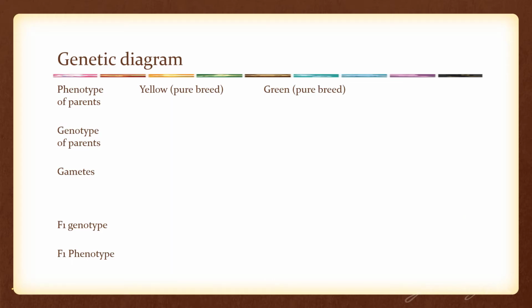So let us learn how to draw a genetic diagram using the example of the color of the pea. For the yellow pea, they will have two dominant alleles, while the green pea will have two small alleles for their genotype. So after meiosis, the alleles will be in different gametes. Same thing for the green pea. After meiosis, the alleles will be in different gametes.